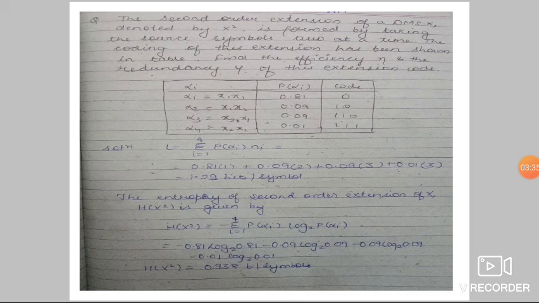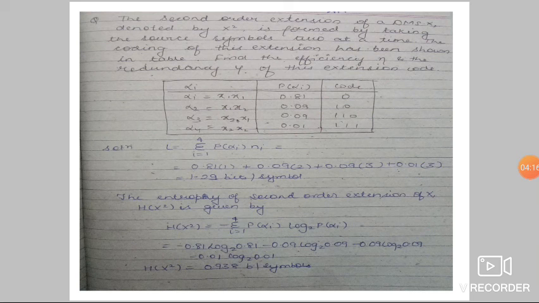The entropy of the second order extension of X is H(X square), which has the formula minus summation i equals 1 to 4 of p(alpha) log 2 p(alpha). So we will get minus 0.81 log 2 0.81 minus 0.09 log 2 0.09 minus 0.09 log 2 0.09 minus 0.01 log 2 0.01. So the entropy of second order will finally have the value 0.931 bits per symbol.